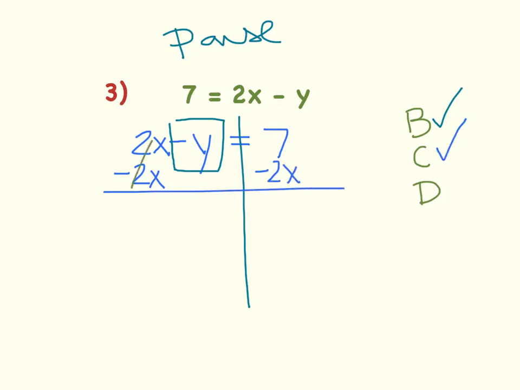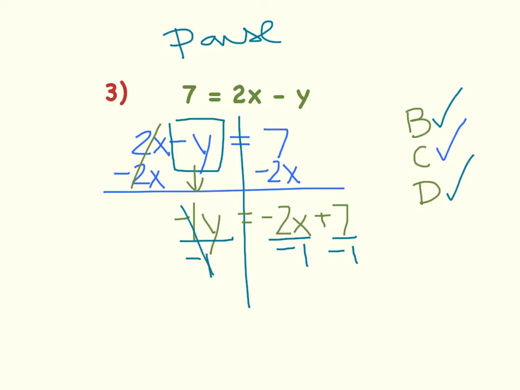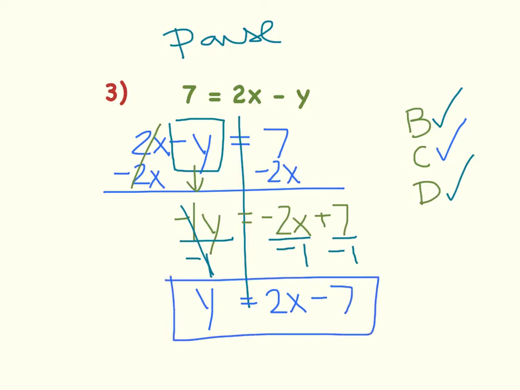So we end up with, cancel what's beside our box, I'm going to bring down a negative 1y equals negative 2x plus 7. And the final step here is to divide. I'm going to divide everything by the number inside the box. When I do that, we get y equals 2x, because negative divided by negative is positive, and 7 divided by negative 1 becomes negative 7. There's our equation.